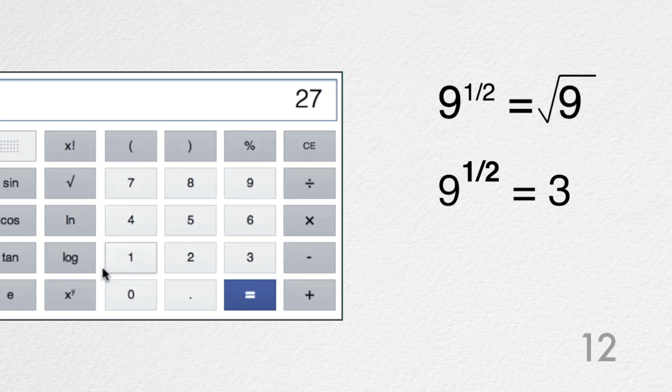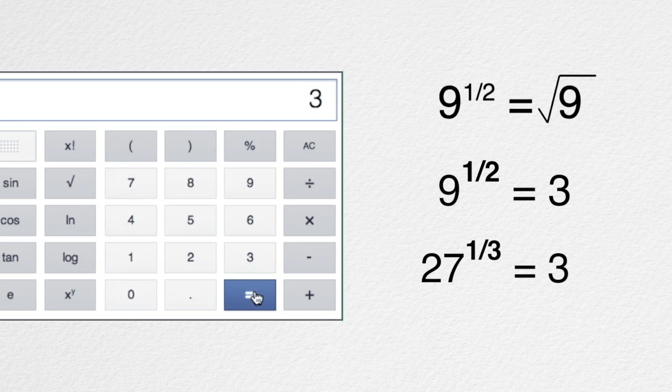And if we wanted to do the cube root of 27, we'd do 27 x^y and then brackets, you guessed it, 1 divided by 3, brackets. And that should give us 3, yeah, because 3 times 3 times 3 is 27. Brilliant.